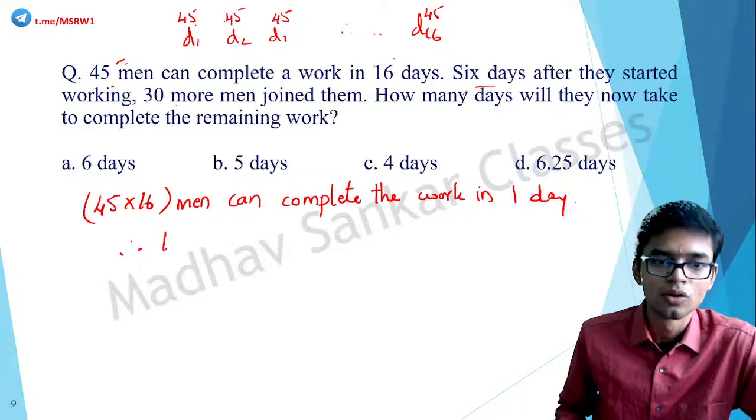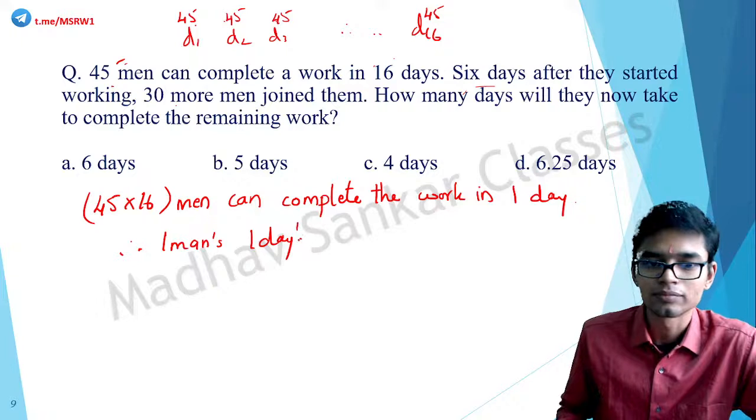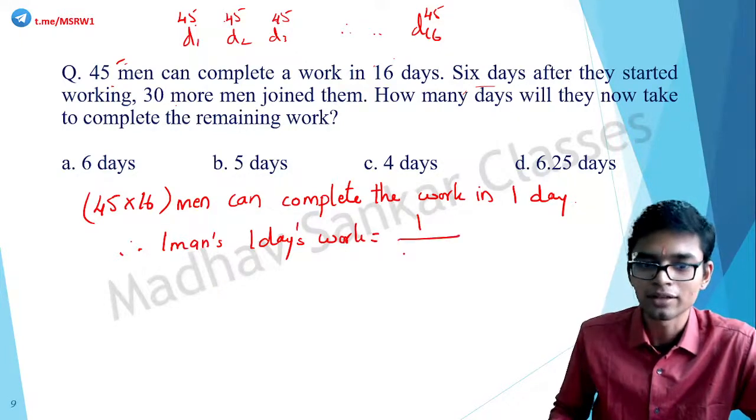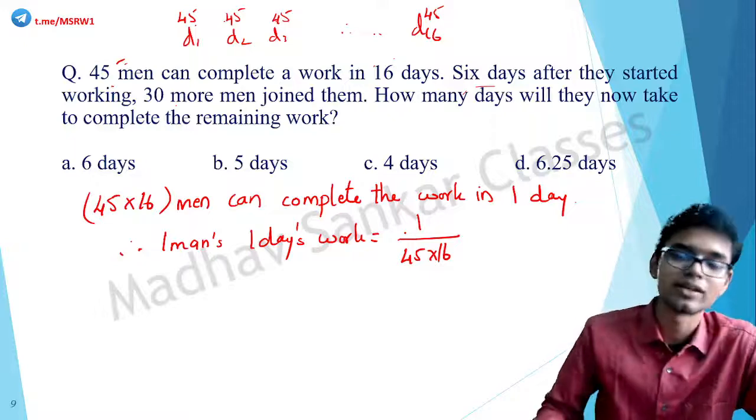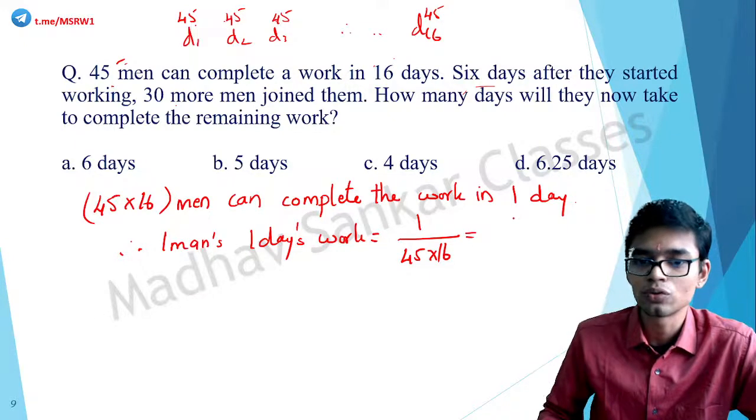Therefore, one man's 1 day's work is equal to how much? 1 divided by 45 into 16. What is 45 into 16? 45 into 2 is 90. 90 into 8 is 720. So this is equal to 1 by 720.